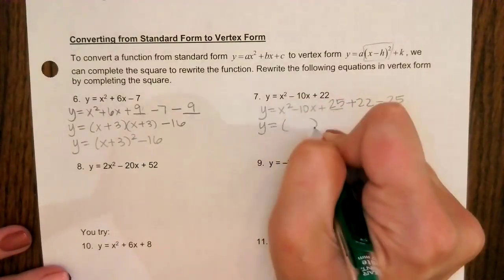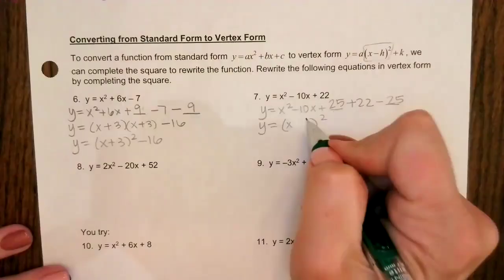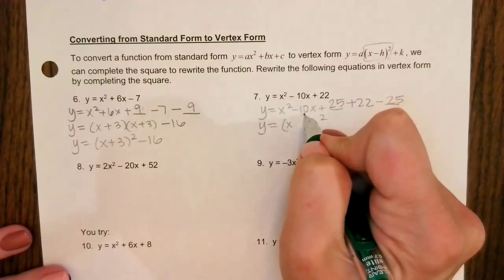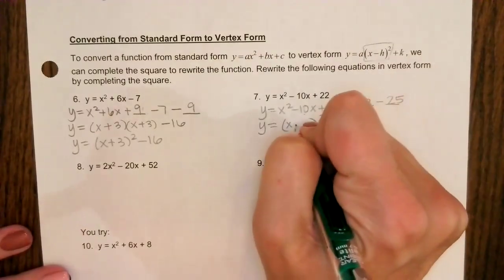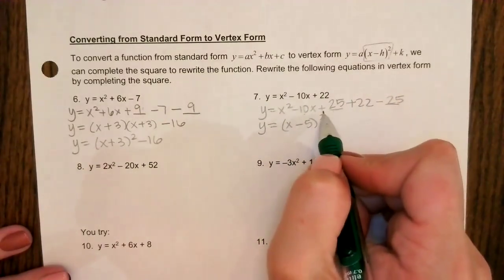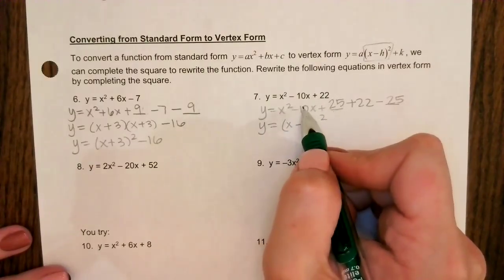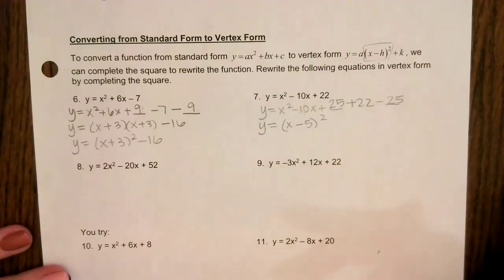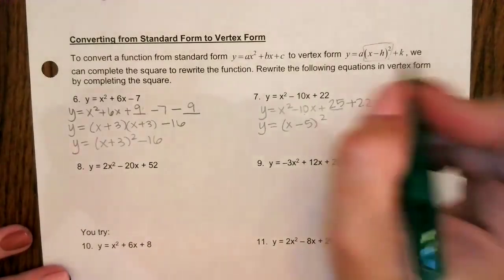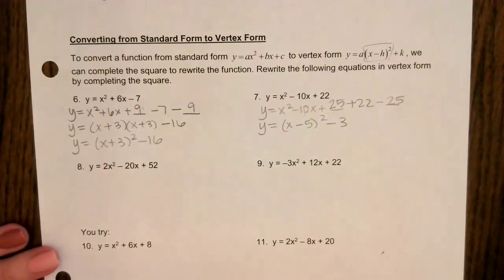Now we factor. We said it's going to factor to be the same factor, so I can go straight into my parentheses this way. And actually, it's always going to be this middle term divided by 2. Negative 10 divided by 2 is negative 5. If you don't believe me, try it the other way. What multiplies to be 25 and adds to be negative 10? That's negative 5 and negative 5. Now, 22 minus 25 is negative 3, and so it is in the vertex form.